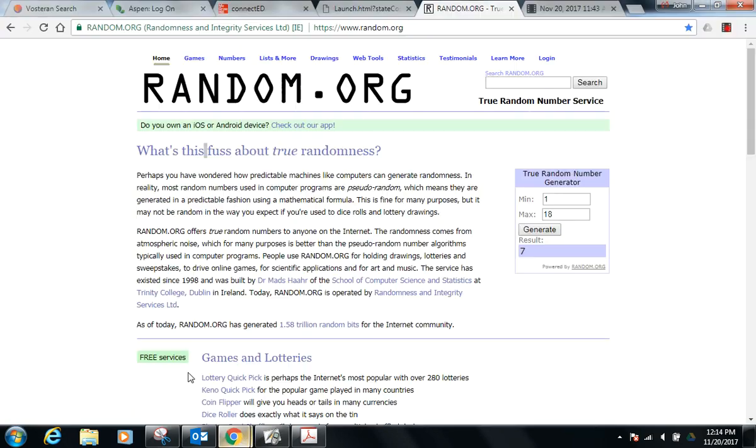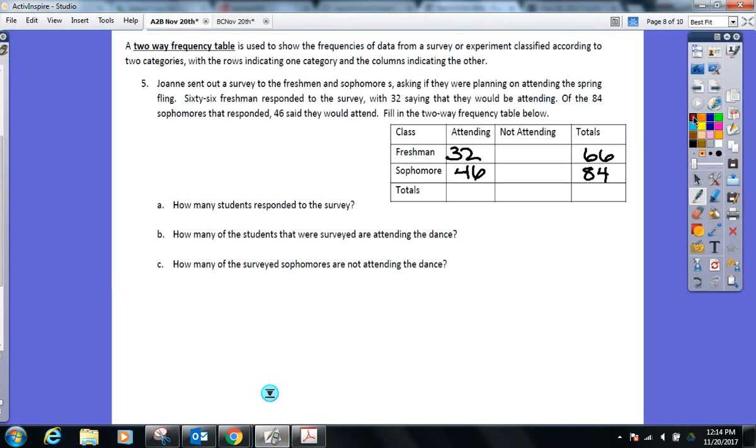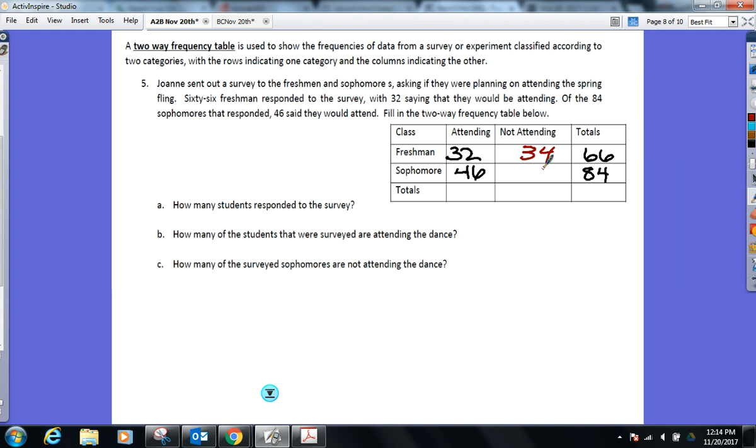Okay, what are my missing values here? Let's go. 14, let's roll. Wherever you want to start. 34, yep. How many total are attending? 78 total. Yep. Not attending? 72. And then how many did they survey? 150. There we go. There you go.